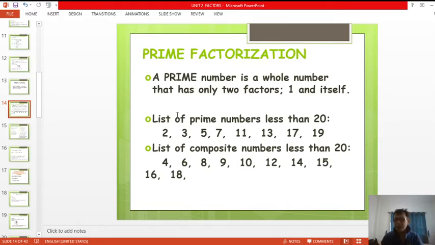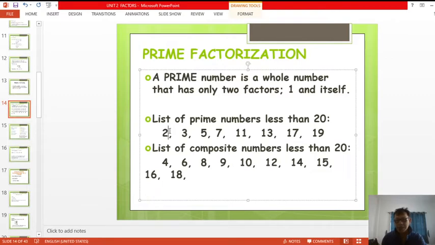You must remember that 2 is a prime number. 3 is also a prime number. 5 is also a prime number. And 7 is also a prime number. 11 is also a prime number. 13 is a prime number. 17 is also a prime number, and 19 is also a prime number.